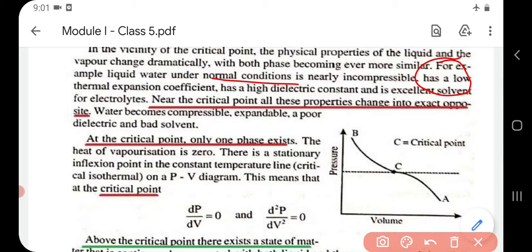Then the third point is that at critical point, only one phase can exist, that is heat of vaporization will be 0. And you can see an inflection point, see here, in this PV diagram on this constant temperature line. On the PV diagram there will be an inflection point, which means that the variation of pressure with the volume, its first derivative and second derivative, is taken as 0.